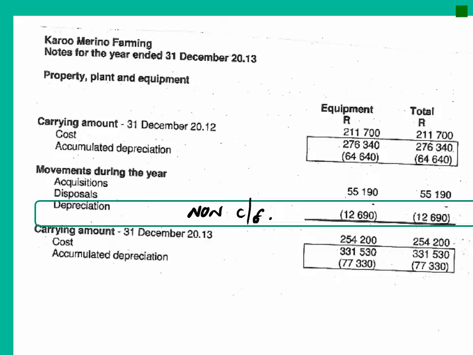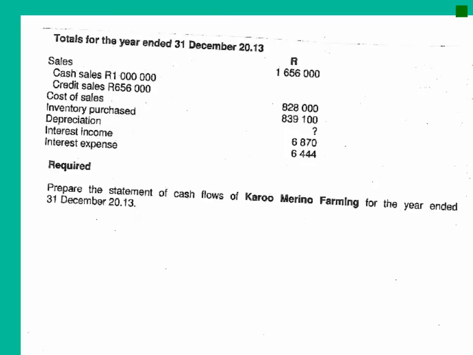They haven't given us a statement of profit and loss. We're going to put that together later on. What they have told us is that the totals for the year ended for sales, we had cash sales of 1 million, credit sales of 656,000, giving us 1,656,000 total for sales. Cost of sales is 828,000. Inventory purchased is 839,100. Remember, cost of sales is opening inventory plus purchases minus closing inventory.